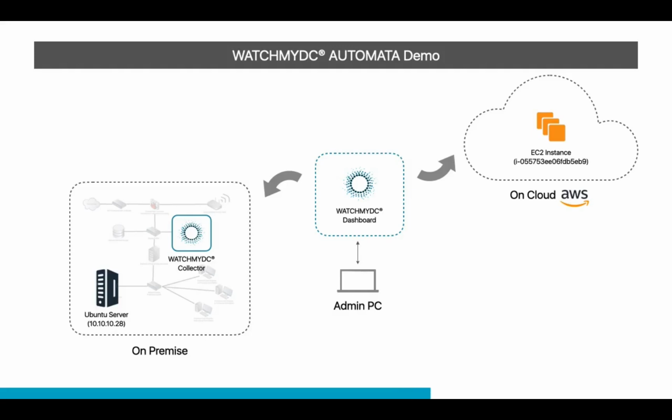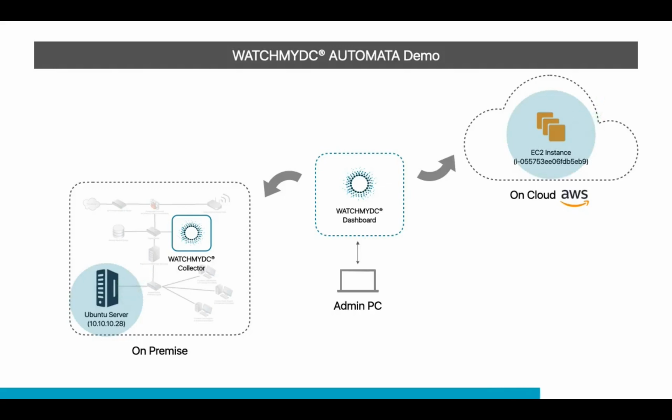We have added the required systems, services, credentials, and required playbooks to the Watch My DC dashboard prior to starting the demo. An on-premise server with IP address 10.10.10.28 and one AWS account is now integrated with required roles and policies to control the EC2 instances.